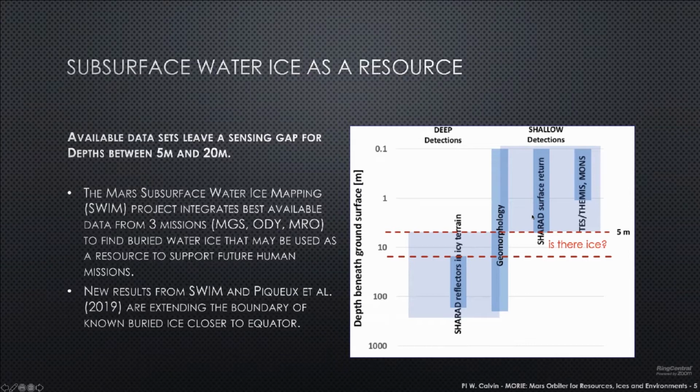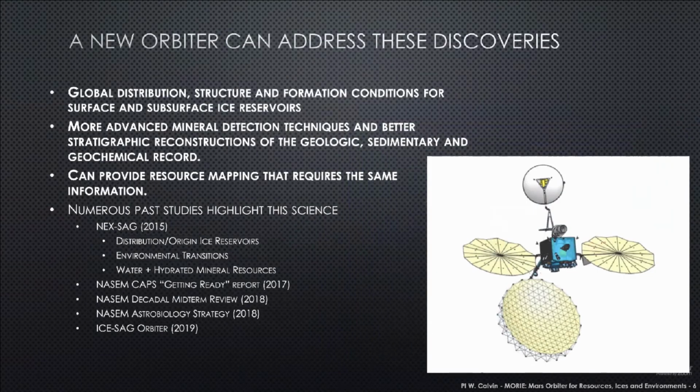So what we can sense with the thermal data and SHARAD surface returns is something less than about 5 meters, something greater than about 20. So there's this transition zone between 5 and 20, which leaves a sensing gap where we really don't know if there's ice, and it's critical to know what the volume there is in order to understand ice as a climate signal. So a new orbiter can actually address these discovered formation conditions for surface and subsurface ice reservoirs.